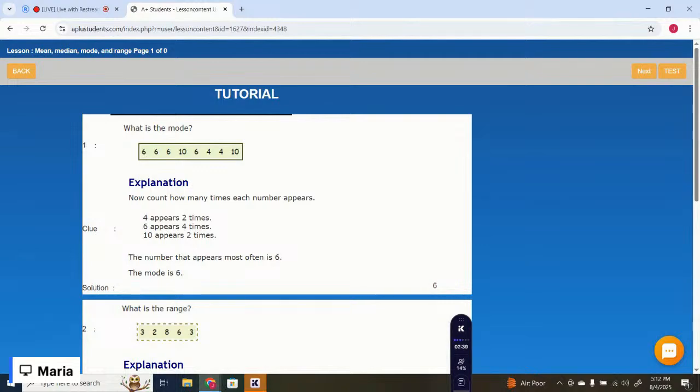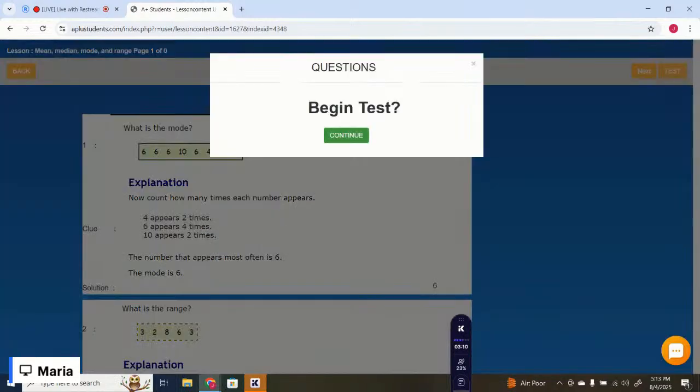What is the mode? So we are given the data. We need to find the mode out of the given data. Basically, the mode is the number that appears the most of the time in the given data. So what is the mode? The mode is 6. You can see 6 appears 1, 2, 3, 4 times. So the correct option is 6. Let's just start with the test questions.